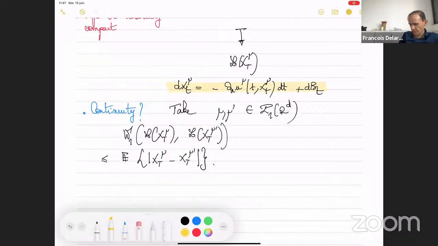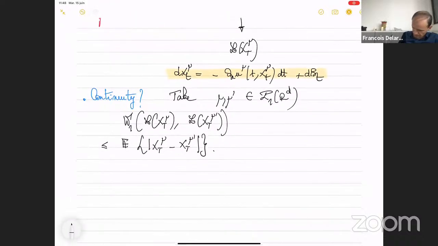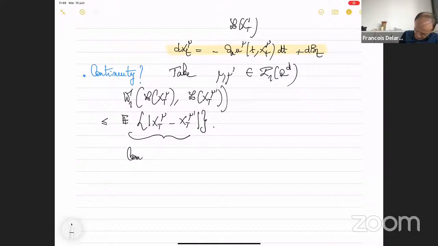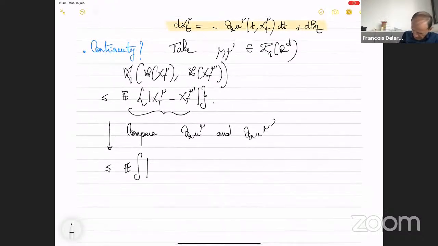So, well, what to say? We could say, if we have a bound for the second order derivatives of u of mu, which is reasonable if we have enough smoothness on G, for instance, then to control this, at the end of the day, what we have to do is to compare d_x u mu and d_x u mu prime. Precisely, if you really want to go to the computation, then you will see that it's going to be less than d_x u mu (t, x_t) minus d_x u mu prime (t, x_t mu prime) dt.